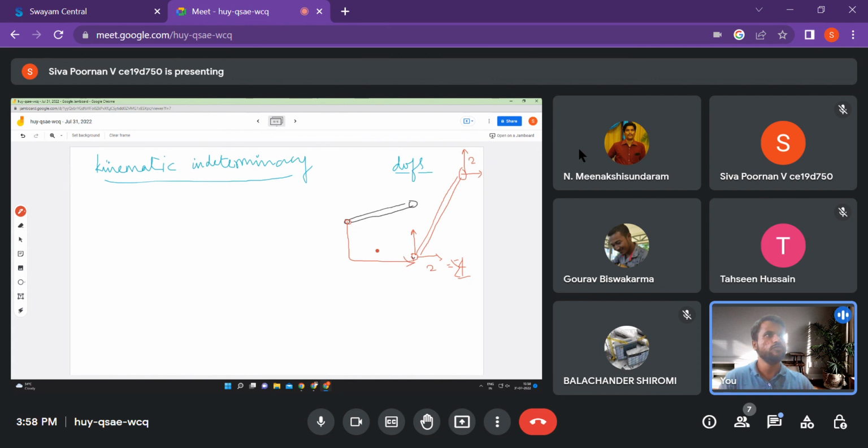So there are two degrees of freedom required here. And then we need to know how much angle it is rotating, because once the angle is known, we know the length, so we can find this point. Okay. So that is one way to see it.